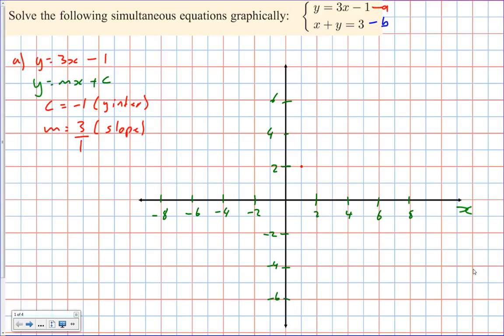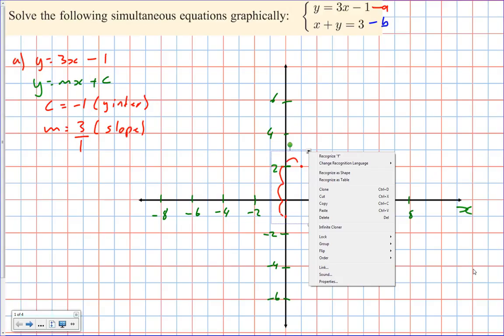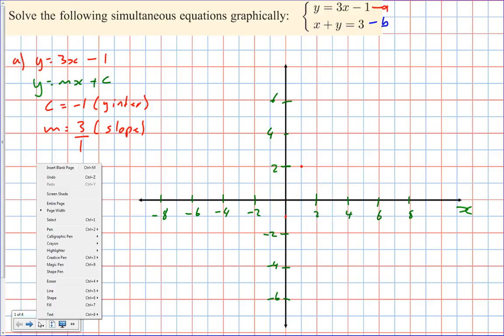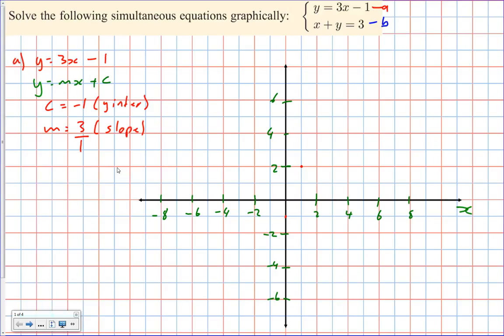So let's get my dots here. If I'm going to start with my y-intercept being -1, so it's going to be at this point just here. And my slope is going to go up 3 and across 1. So I'm going to go 1, 2, 3, and across 1. So my dot is going to be just there. So let's remove those little bits of writing, just so they're not in my way. And now what we want to do is draw our line on there. Grab our line, and I'll join those two dots up.